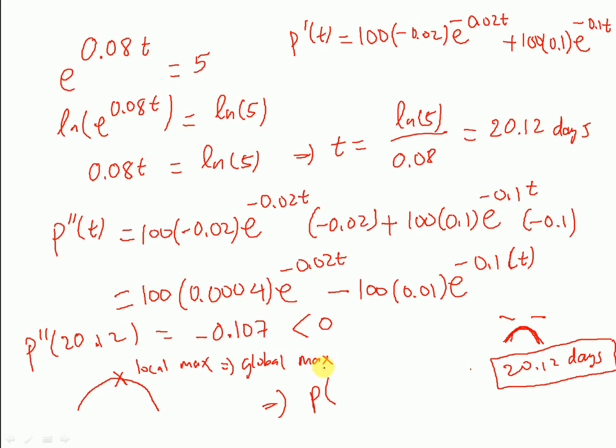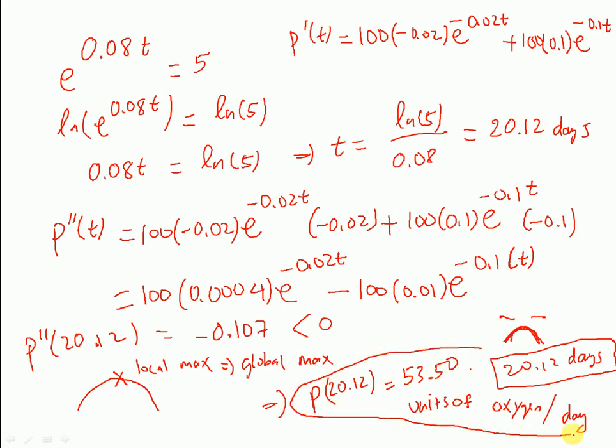Now, what is the rate? Remember, they give us the P of t formula, so we just have to plug in this value to find the rate. If we plug this value into P of t from the beginning, you get 53.50, or the rate is 53.50 units of oxygen per day. So these are the two answers we should have for the question.